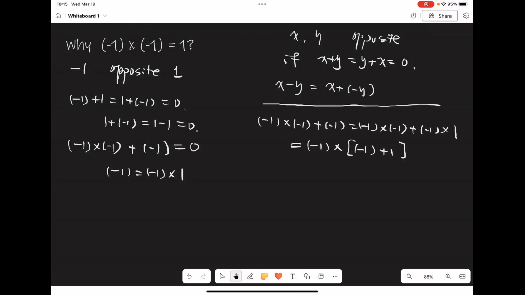Since 1 is the opposite of -1, we know the bracket equals 0. Therefore, that is -1 times 0, which equals 0. This verifies that -1 times -1 plus -1 is 0. By the definition of the opposite number, we conclude that -1 times -1, in fact, is the opposite of -1, that is 1.